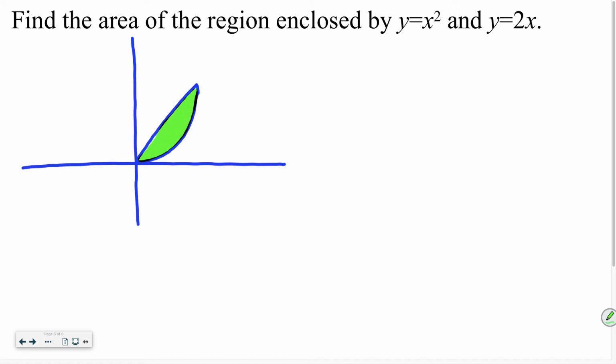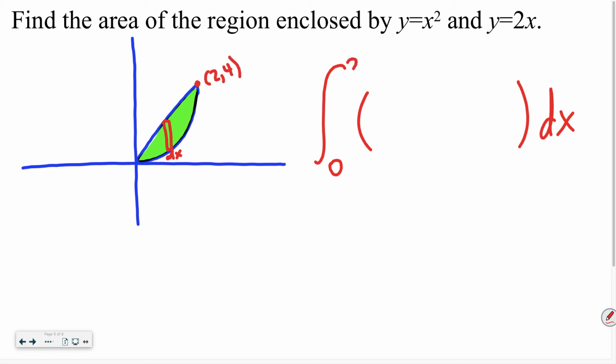Okay. So here's our region, and we have these rectangles that we're going to add up the area to with thickness dx. So we have our integral. Our limits of integration are not obvious this time. Boy, we know where it begins, right? Where does it begin? 0. Dylan, where does it end? Okay, this intersection point. What is the intersection point? That's the coordinate 2, 4.